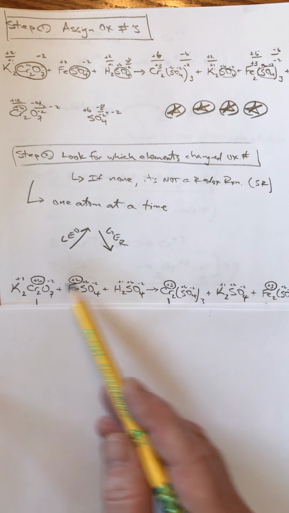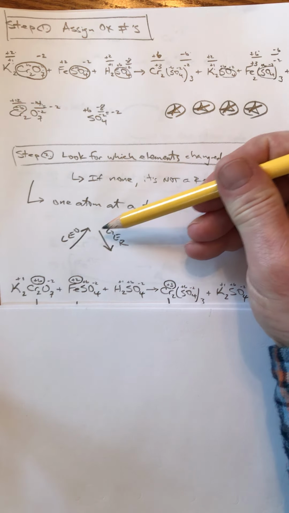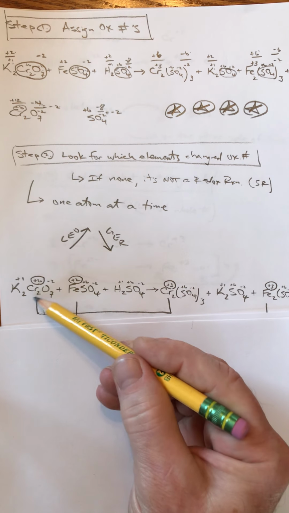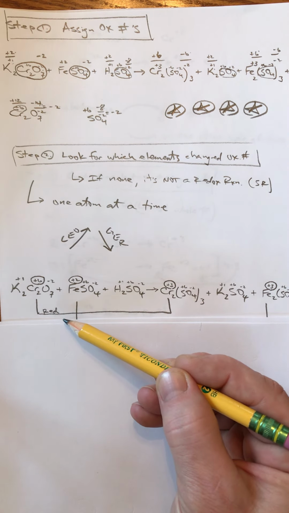So here they are. Chromium started at +6. Chromium ended at +3. That's definitely a change. Going from 6 to 3, that's moving down. That's a reduction. So chromium got reduced from +6 to +3. Iron started at +2. Iron ended at +3. That's moving up. That's LEO. That's oxidation. So I've identified my reduction and my oxidation in this equation.